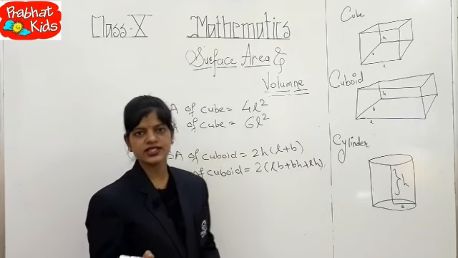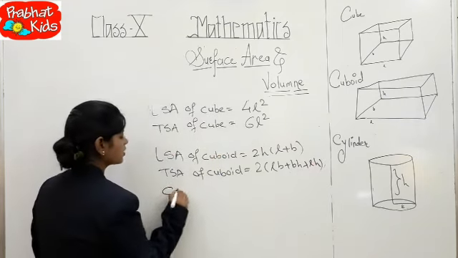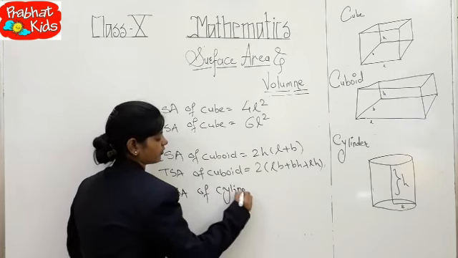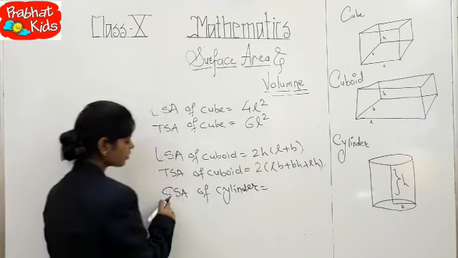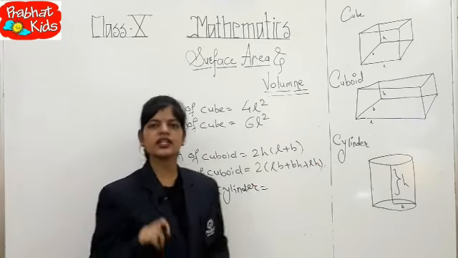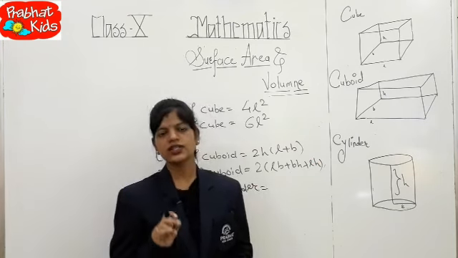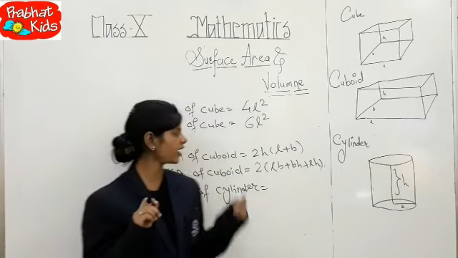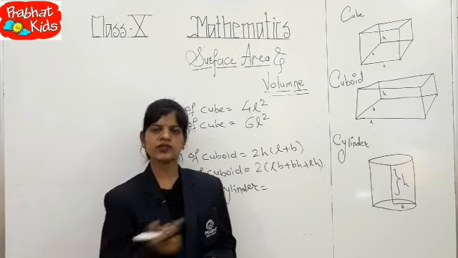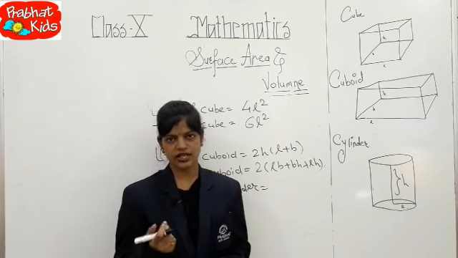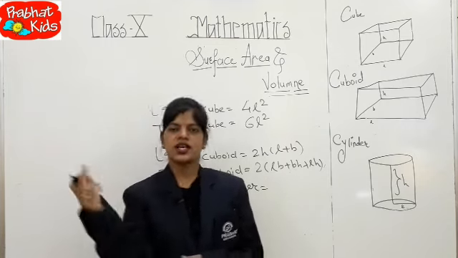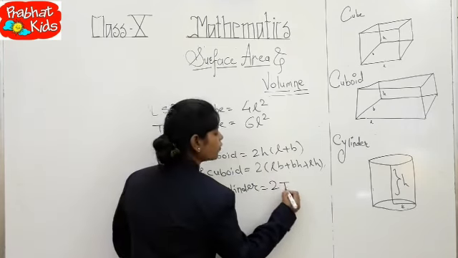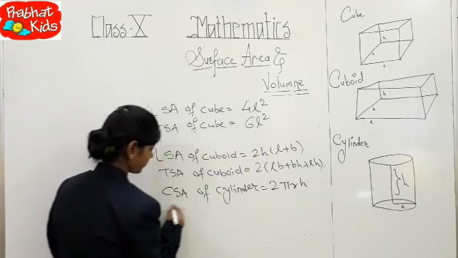Our next solid is the cylinder. Curved surface area of cylinder. Why use the word curved surface area? Actually the lateral and the curved are the same, it just depends on the solid. If the solid is flat, we use the word lateral. If it has curved shapes, we use curved surface area. Curved surface area means the circumference and the height. So it will be 2 pi r h.